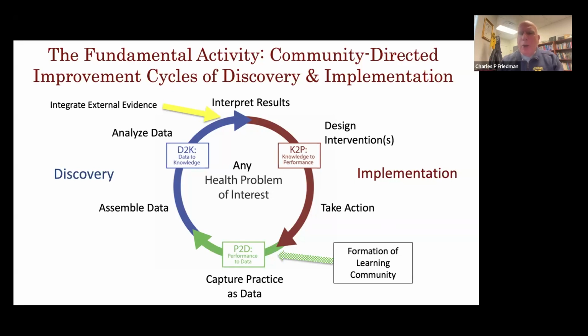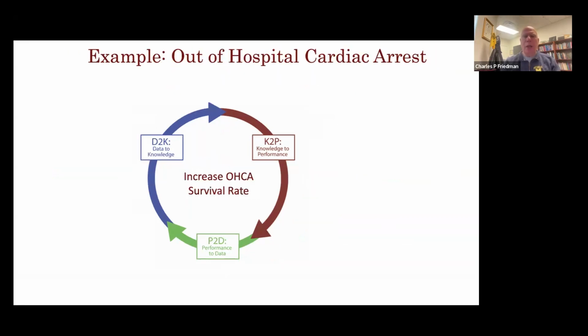Those interventions are implemented, and this initiates the second iteration of the cycle where new practice, because the system has changed, is captured as data. The extent to which things have improved is ascertained, and the improvements are related through successive data assembly and analysis to understand how further changes and improvements can be made, and so forth.